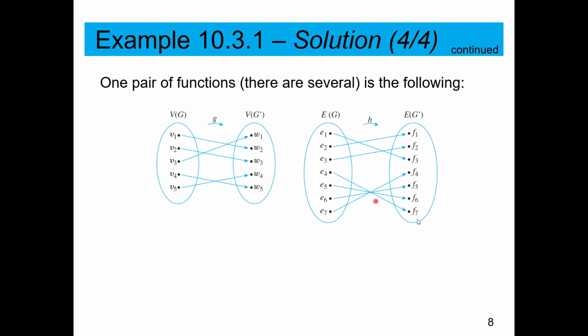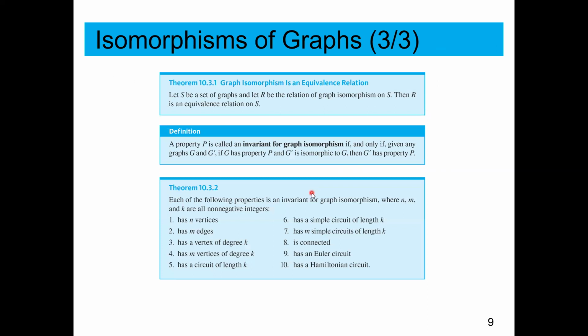Boom, we got that. And then the edges match up accordingly. Notice that every edge goes to, not only is it a function, it is a one-to-one and onto function. So it's even more powerful. So isomorphisms are really great. Now, this actually gets us into some different properties.